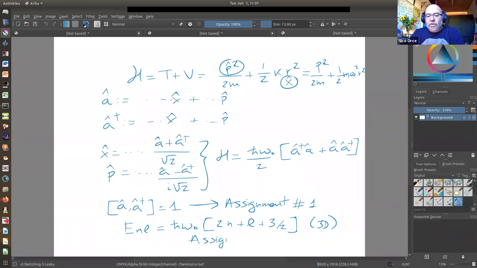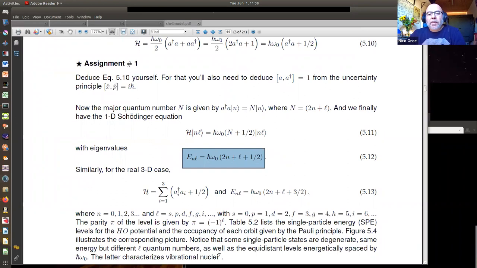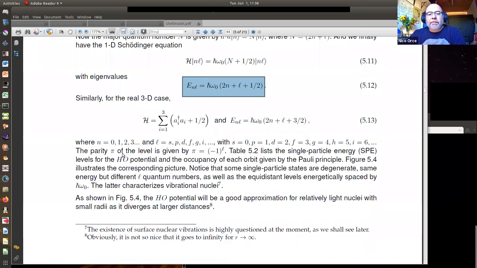Deduce this formula. It is more or less written in the lecture notes, but it's not explicit. So I want you to go step by step, always, no shortcuts, step by step to reach the eigenvalues, the energies of the harmonic oscillator. These are calculations that you have to do, how to reach here. Now we're going to go to the beginning.